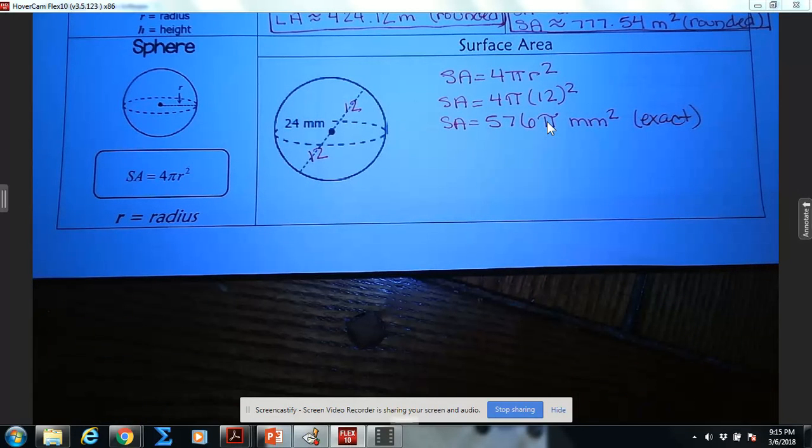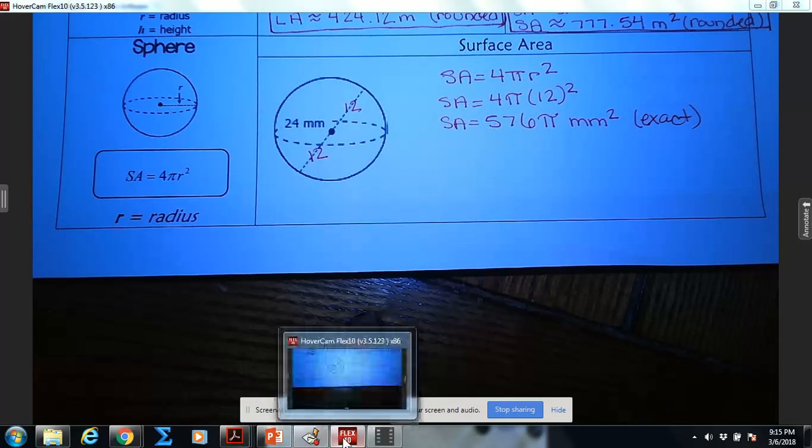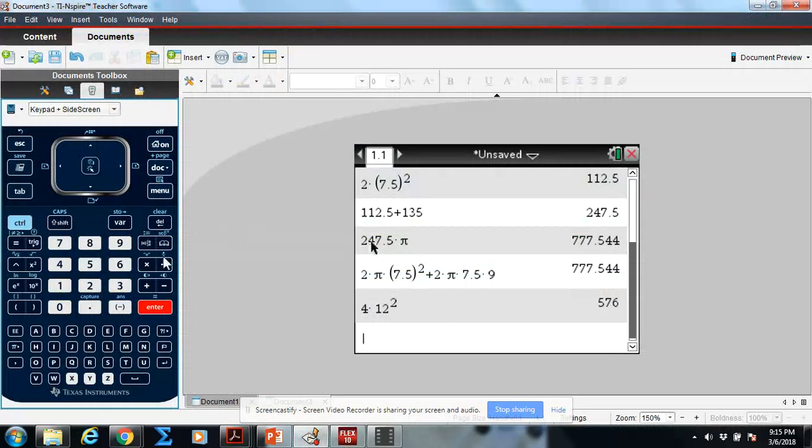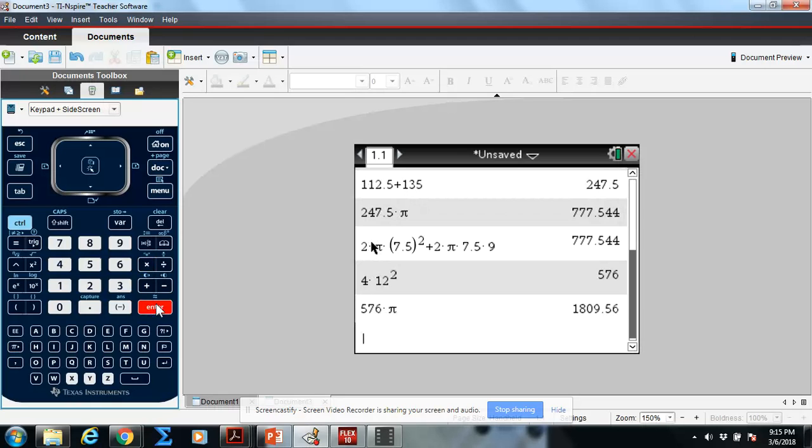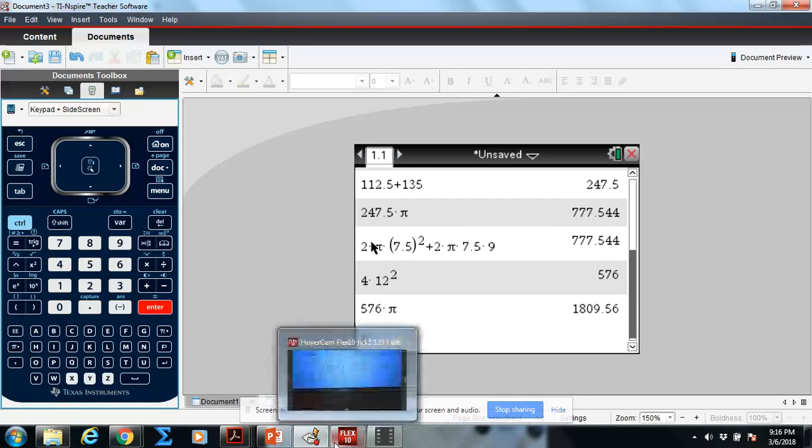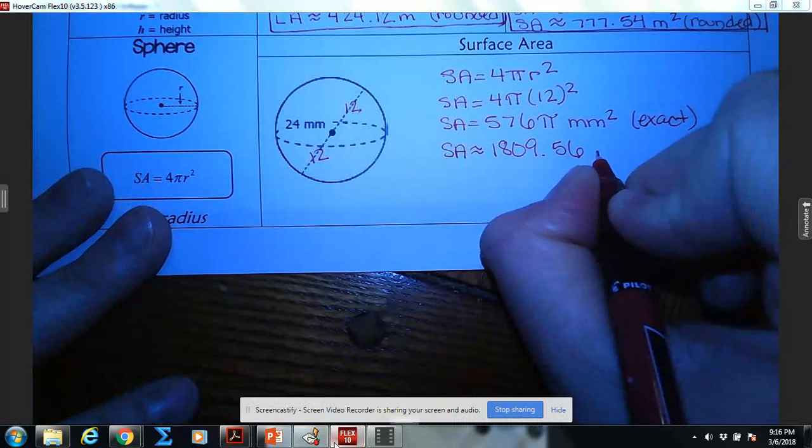If I wanted to get a rounded value, truly something that's a little more helpful, then I would just either type the whole thing in, 4 pi times 12 squared, or just type in 576 pi. I think I'm just going to take my 576 and multiply by pi. So the rounded surface area is 1,809.56. Here we've measured in millimeters squared.